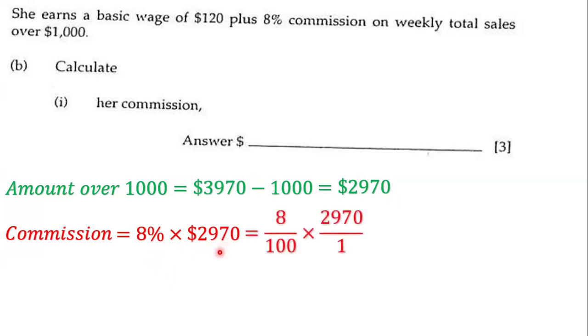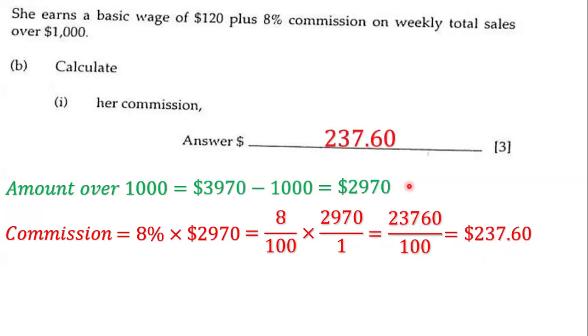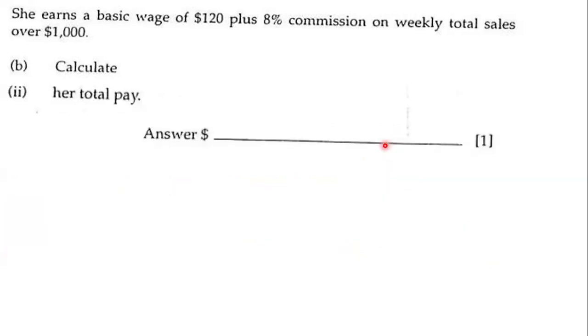And so 8% represented as a fraction is 8 over 100. We multiply that by 2,970 over 1. 8 times 2,970 gives us this number right here, which is 23,760 all over 100. And we're going to divide these two. When we divide these two, we get $237.60, which means that our commission is going to be $237.60.